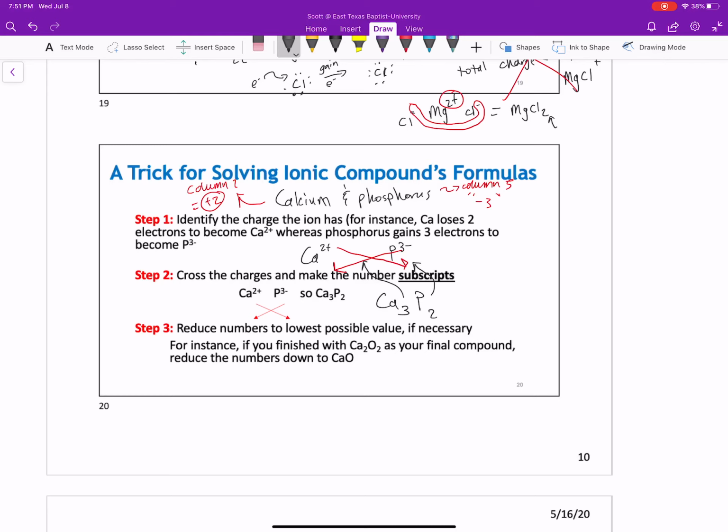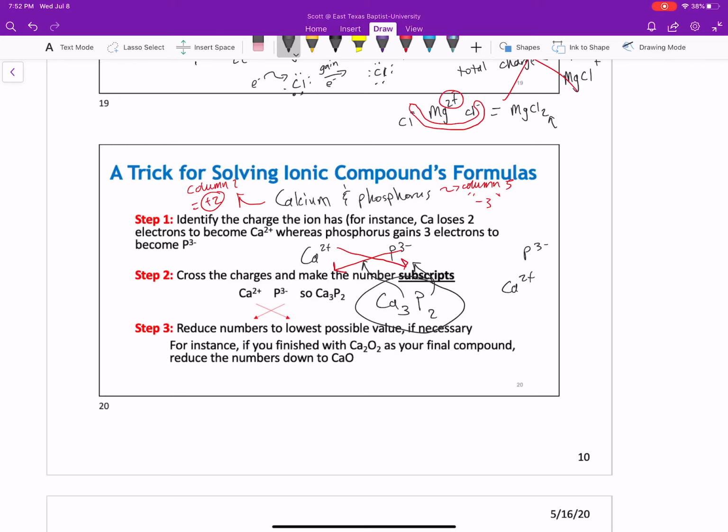And then if necessary, you want to reduce the numbers to the lowest possible value. And so this is how you'd write out calcium phosphide, Ca3P2. And does that make sense with the charges? Well, if Ca is a 2+, and you know that phosphorus is a 3-, you can see there that it's not a neutral compound. It would be a -1 as drawn.